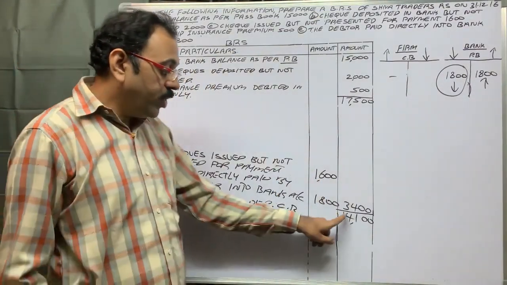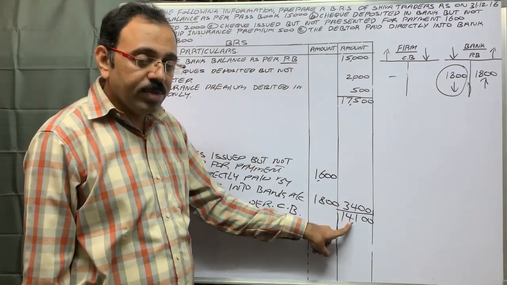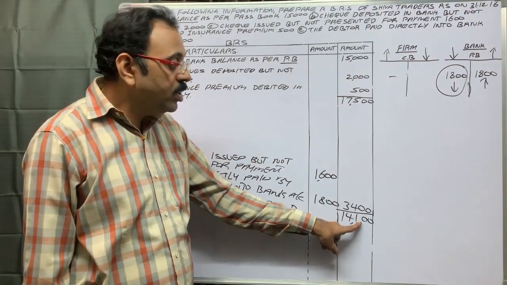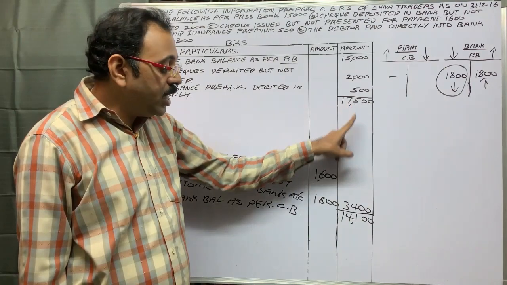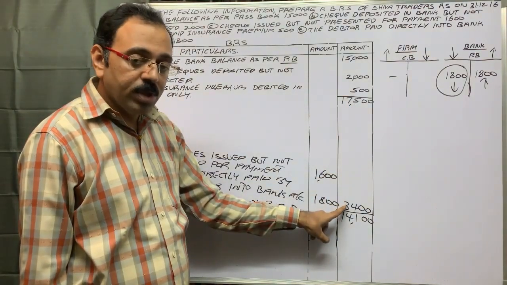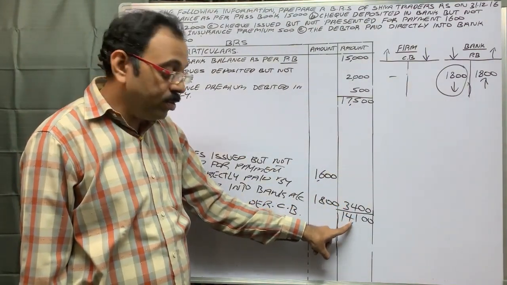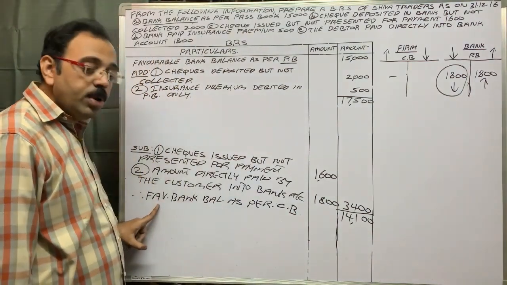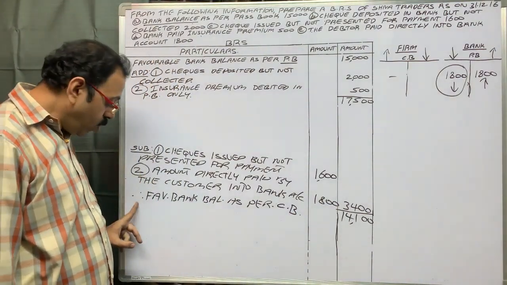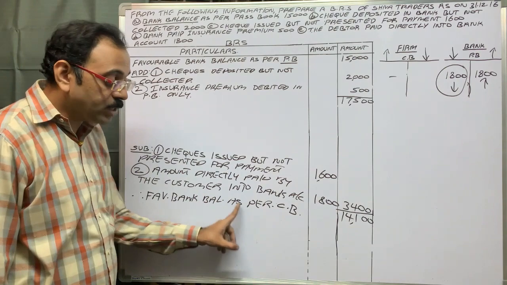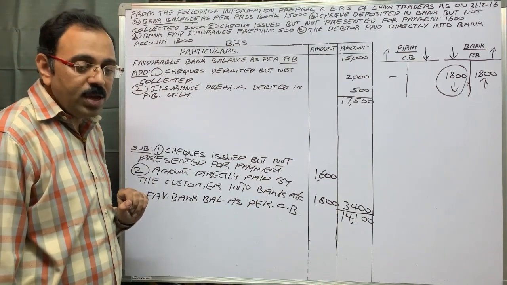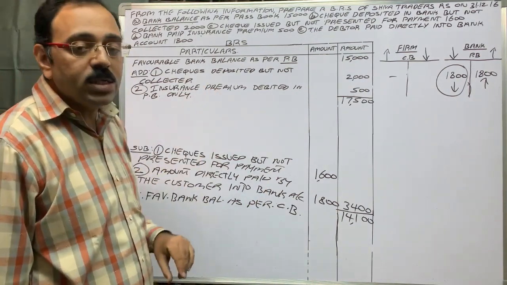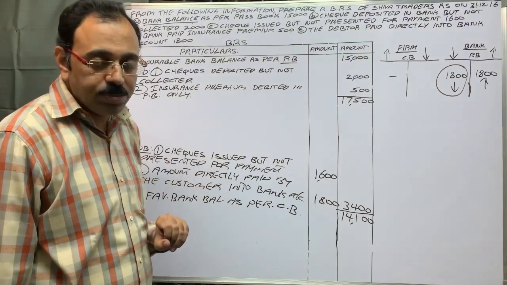Suppose we got a minus figure here. When will you get a minus value? If this is less than this amount. If you get a minus value, then don't write favorable bank balance. You have to write overdraft bank balance as per cash book. Clear? So this is BRS. It is for 10 marks.